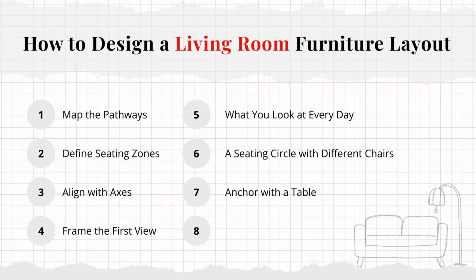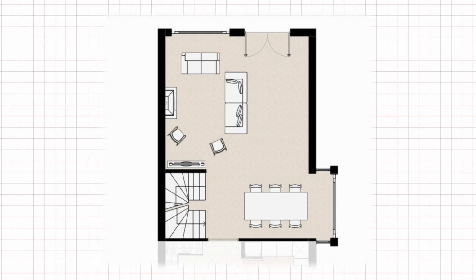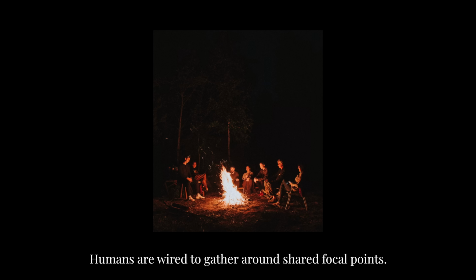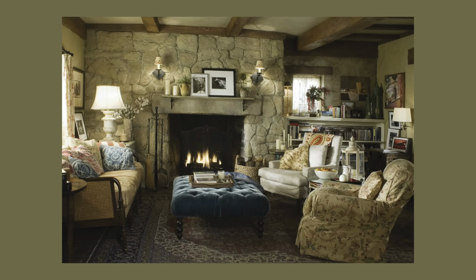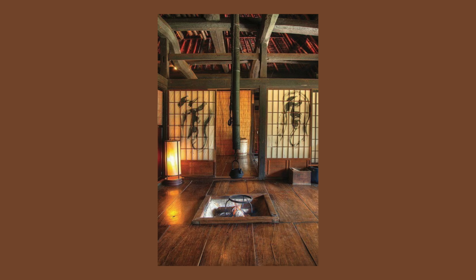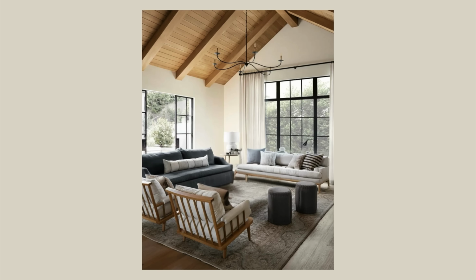Seats shouldn't just float around. Every seating zone needs a center to gather around, which is usually a coffee table, and if there's space, some side tables. Humans are wired to gather around shared focal points. Think of a campfire. People naturally sit in a circle around it, and the same pattern appears across cultures. The hearth in European homes or the Japanese fire pit. And I think having a coffee table in the middle of the room is like the modern fire pit.